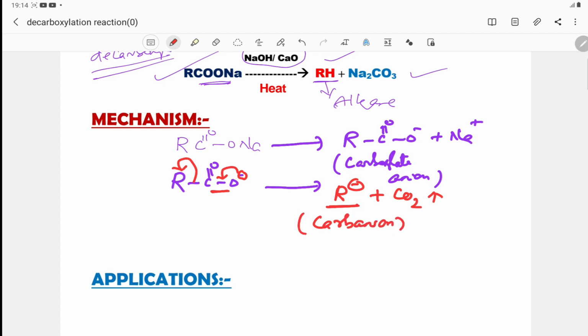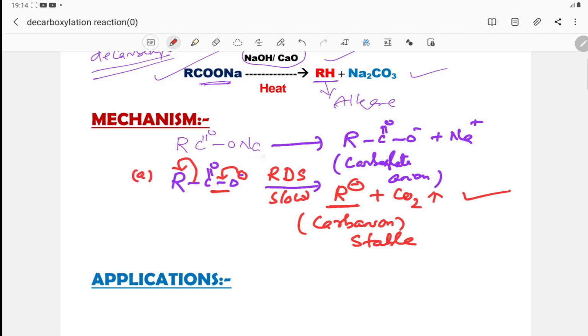This R minus is called a carbanion, and the percentage of product depends upon the stability of the carbanion. If the carbanion is more stable, the amount of alkane product will be more. This is the rate determining step, the slow step. We have to remember the mechanism. Loss of carbon dioxide from the carboxylate ion is the slowest step. This is very important, this is step 1.